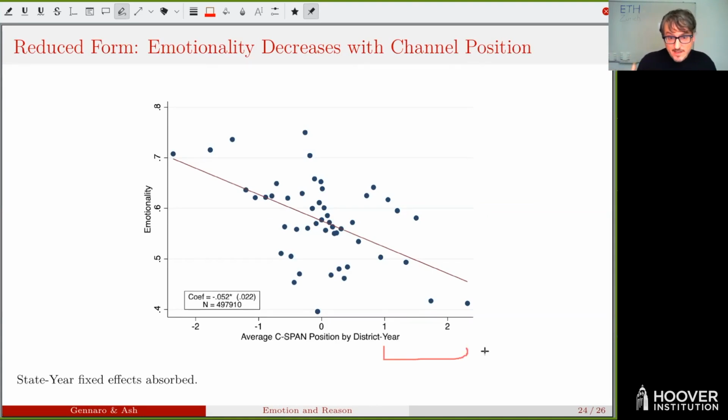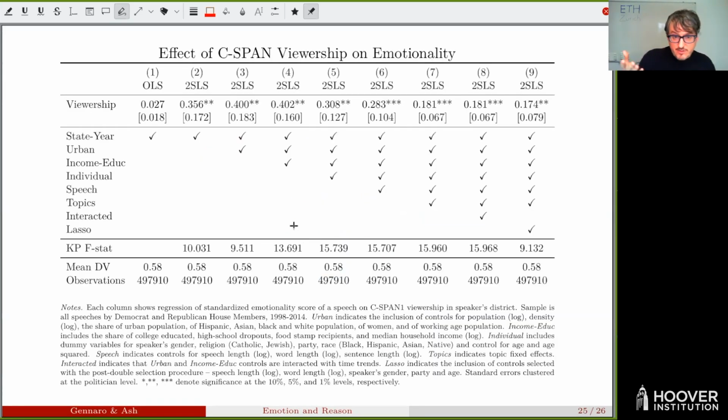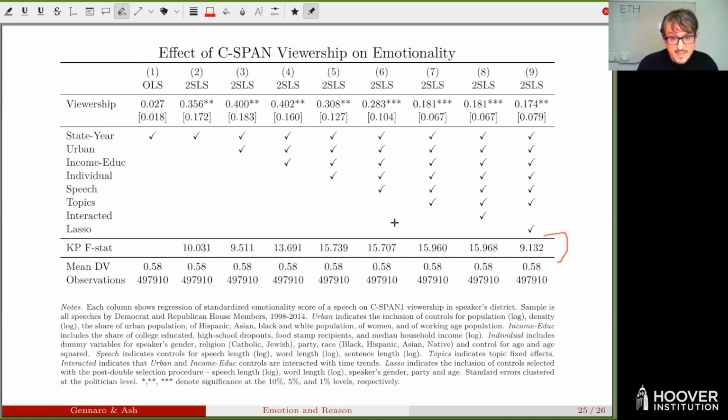Is lower. So higher viewership of C-SPAN increases emotionality. And so if you do this in the two-stage least squares framework using different specifications and controls, we see this positive and significant effect with a strong first stage F statistic. So consistent with the fact that these diff results that I showed at the beginning do have a causal interpretation, even today, based on exogenous variation in viewership from the channel position.